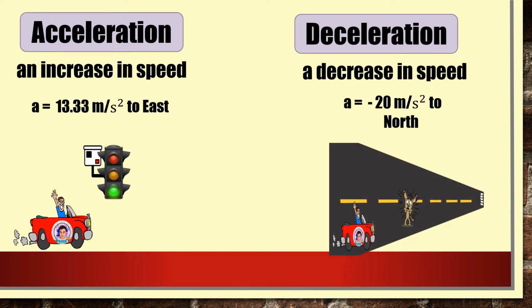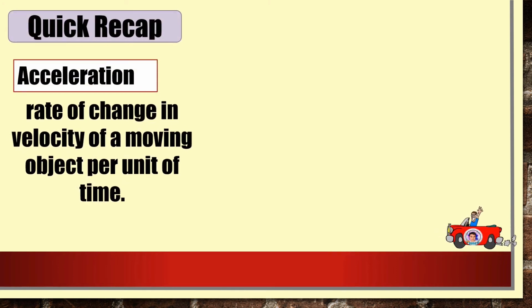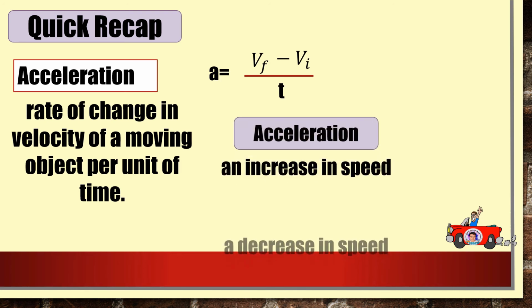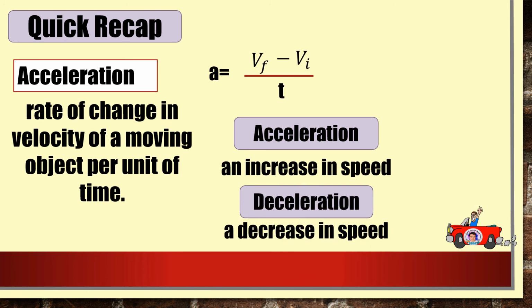Before I end this video, let's first have a short recap about what you have learned in this video. Acceleration is the rate of change in velocity of a moving object per unit of time, with a formula of a is equal to final velocity minus initial velocity divided by the time it took to travel. An increase in speed will have a positive acceleration, while a decrease in speed will result in negative acceleration.